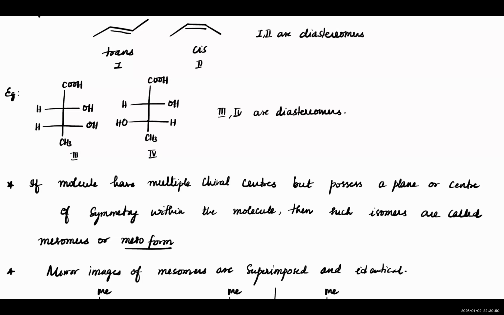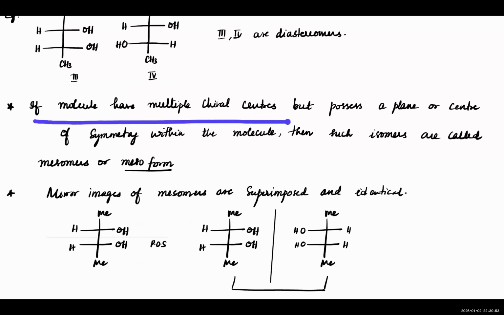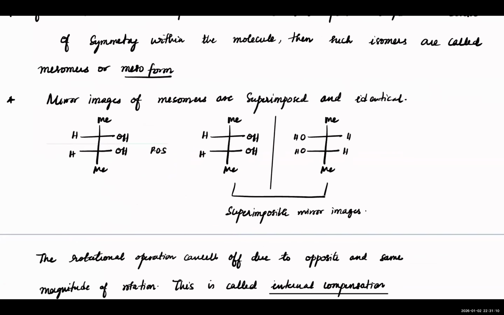Now, another very important definition, the last one. If a molecule has multiple chiral centers, more than one chiral center, but it does possess a plane or a center of symmetry within the molecule, then such isomers are called mesomers or mesoforms. Check this case. Suppose here there are two chiral centers, multiple chiral centers, and yet there is a plane of symmetry passing through this, because this plane can divide this molecule equally with the same features. So that is the plane of symmetry.